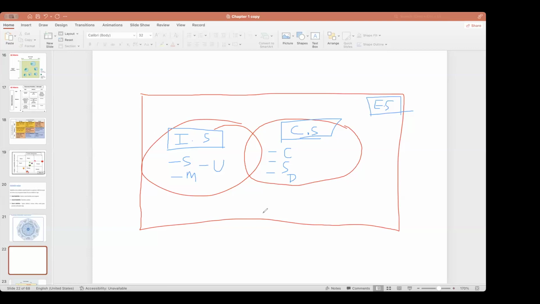And then you have external stakeholders. These are stakeholders who are outside the boundary of the organization, such as the government, pressure groups, the media, and the public. They are external stakeholder groups. Okay, I hope this is clear. So you have internal stakeholders, connected stakeholders, and external stakeholders. Right?